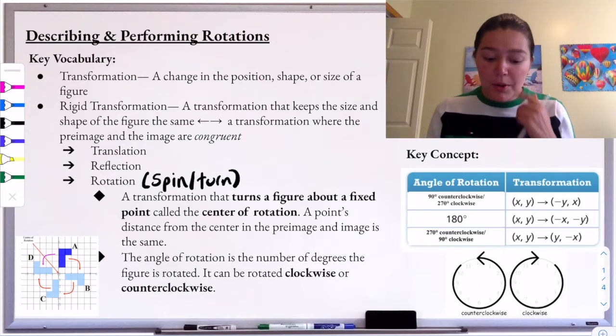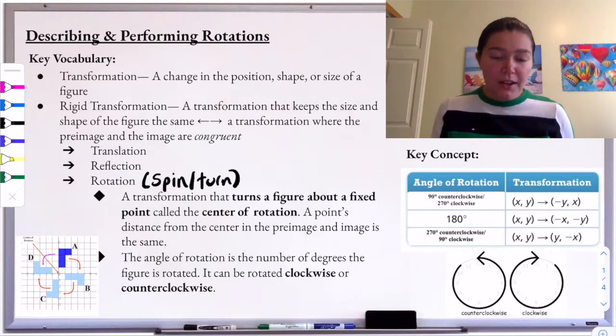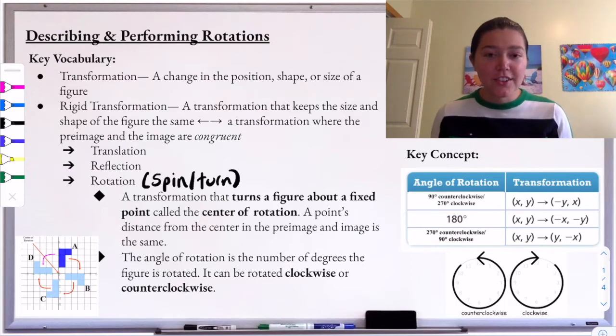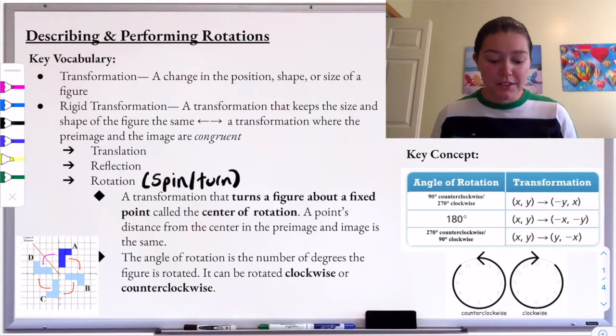And we know that a point's distance from the center of rotation in the pre-image and the image is the same. So the distance from the center of rotation is the same, just like the distance from the line of reflection was the same for a reflection. But now instead of flipping it over a line, we're spinning it about a point.